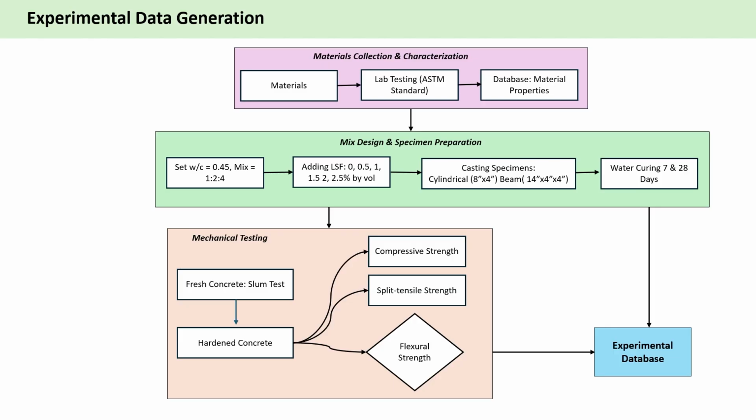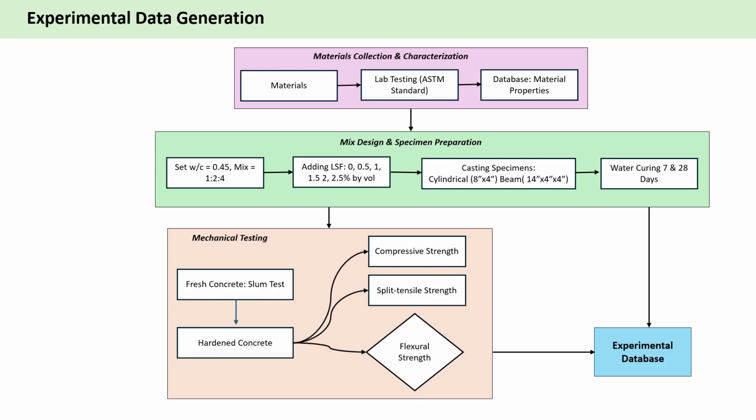Here is an overview of the experimental methodology. First of all, the materials like cement, sand, brick chips, and Lathe-Waste steel fibers will be collected and tested in the concrete laboratory following ASTM standards. I will use a 1:2:4 mix ratio with a water cement ratio of 0.45. The fiber percentage will be 0.5, 1, 1.5, 2, and 2.5% by total.